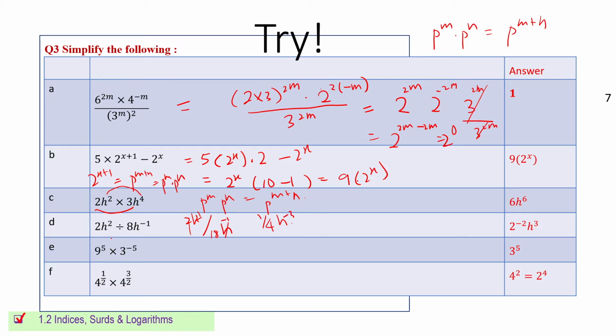Okay, so 9 power 5 multiplied by 3 power of minus 5. Okay, so 9 power of 5 actually is 2 power of 2, power of 5, 3 power of 2 power of 5. And multiplying 3 power of negative 5. Okay, so we know that by sum it is 10 minus 5. So we have a 3 power of 5. And then this one is multiplying. So 4 power of half plus 3 over 2 is 4 power of 2. Or if you want, you can change it to 2 power of 4.